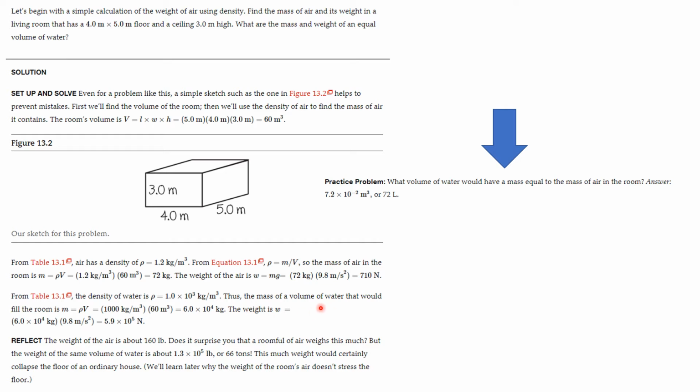Thus, the mass of a volume of water that would fill the room is m equals rho times V. This is the big mass number times the same volume number. 60 meters cubed is 6.0 times 10 to the fourth kilograms. That's its mass. So the weight is that times 9.8, and that is 5.9 times 10 to the fifth newtons.